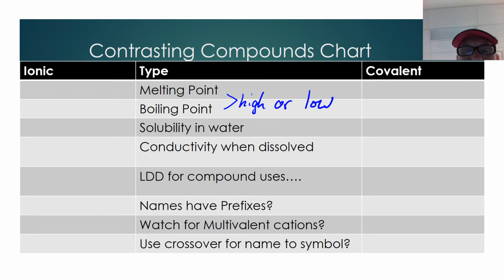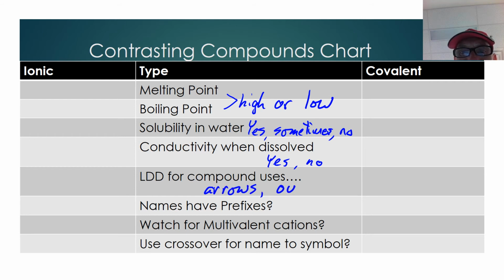Solubility in water, yes, sometimes, or no. Those are your options. Conductivity when dissolved, yes or no. Lewis dot diagram for compounds uses. Our options, arrows or ovals. Arrows are for, well, you'll figure it out.